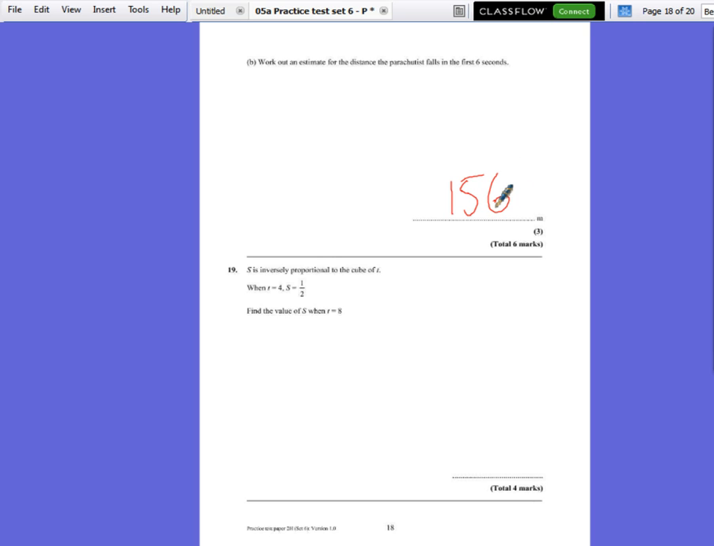Question 19. S is inversely proportional to the cube of t. When t is 4, s is a half. Find the value of s when t is 8. So first of all, we need to use these first 2 values here to work out the value of the constant of proportionality. So we set that up as s equals k over t cubed.